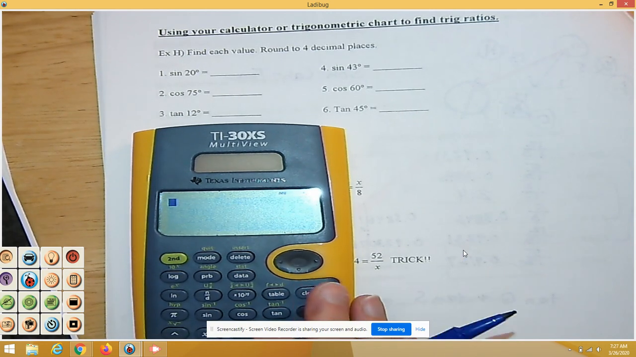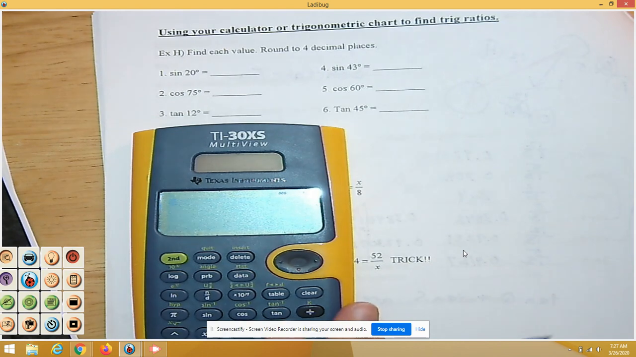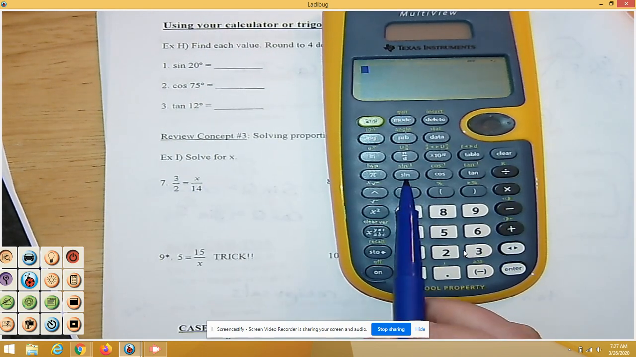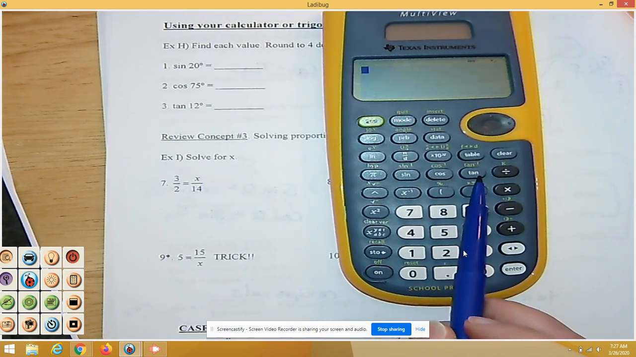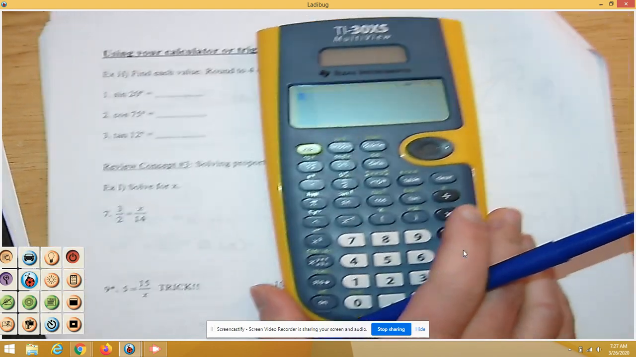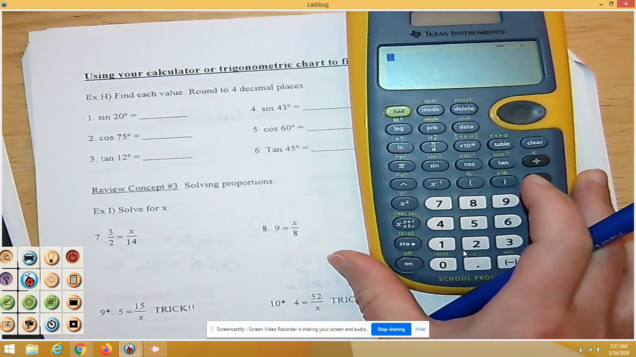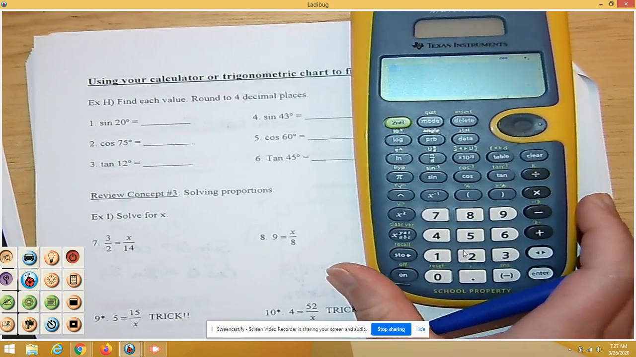All right, and now these are the trig functions on your calculator. So the sine button, the cosine button, and the tangent button. So you've seen those like for years, right? You never knew how to use them. Guess what? Today is your day.